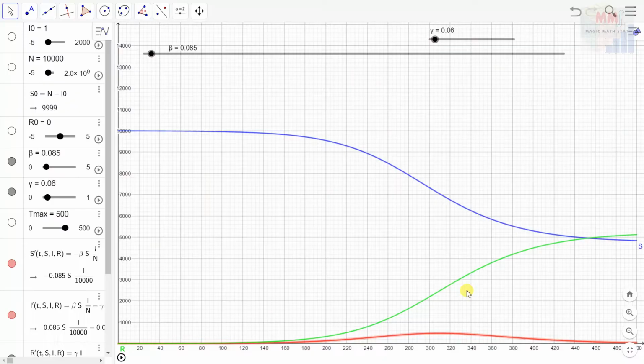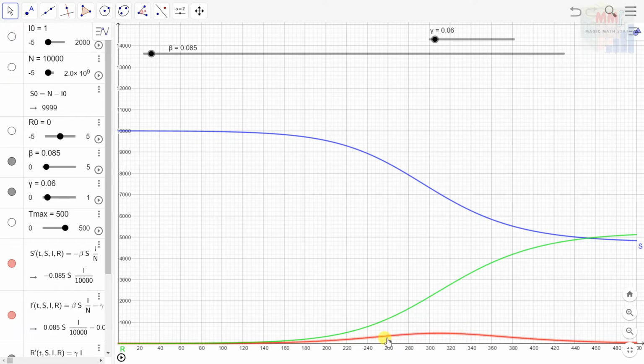And if we decrease the value of beta to 0.085, that's the sweet spot. You can see that the curve flattens so much that we can contain the disease easily, and this is what the phrase flatten the curve means. And look at the blue curve. It doesn't crash and doesn't even come close to the x-axis. That means the whole population isn't getting infected anymore.